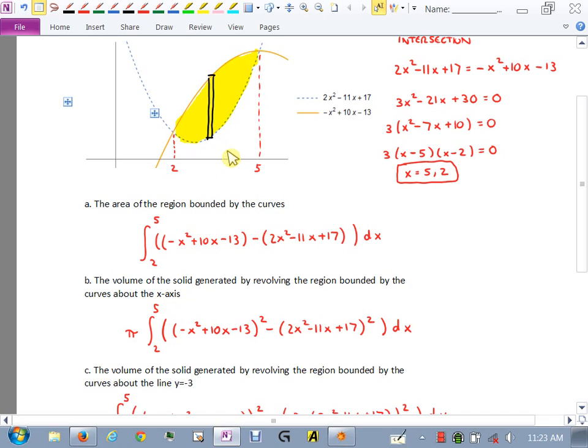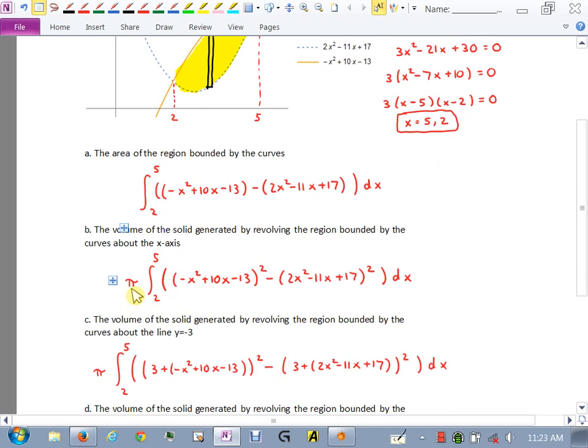Now, you want to take the volume of the solid generated by taking that region, going about the x-axis, means you want to wrap this around the x-axis, which is going to be a washer method. So the only thing that changes is that you have to throw a pi out here, and then it's the top function squared minus the bottom function squared dx, and you're done.